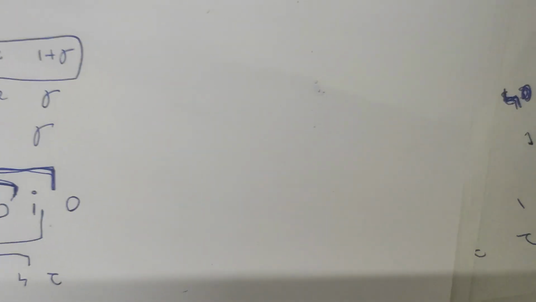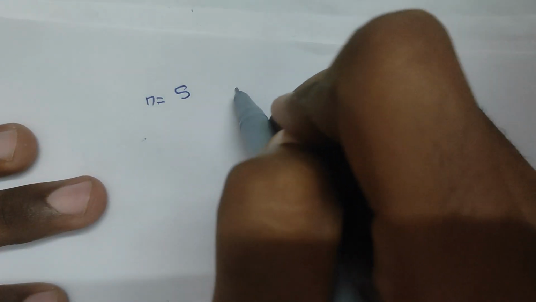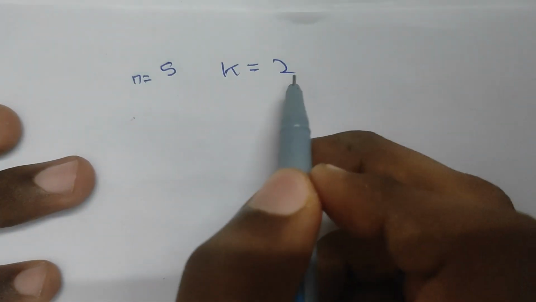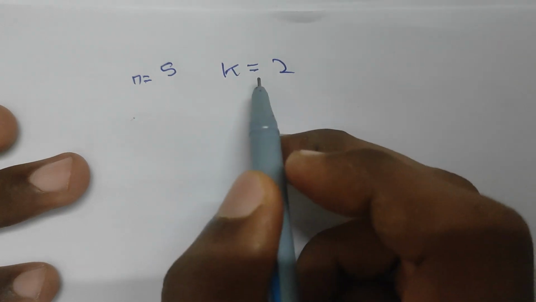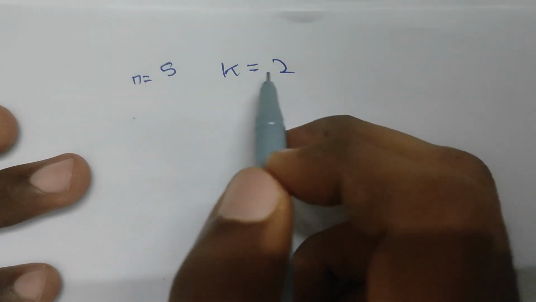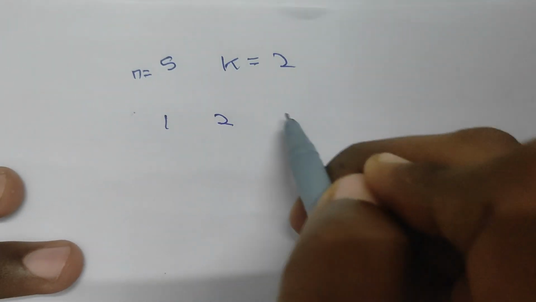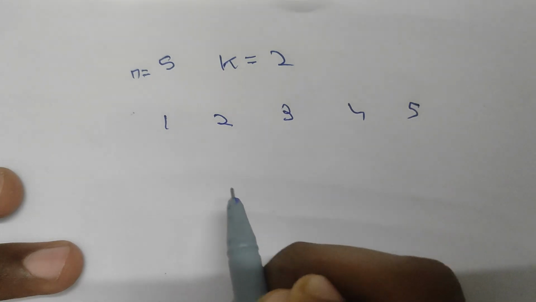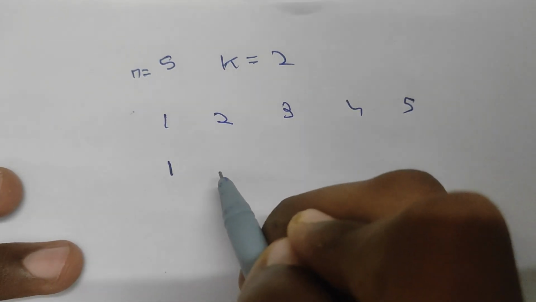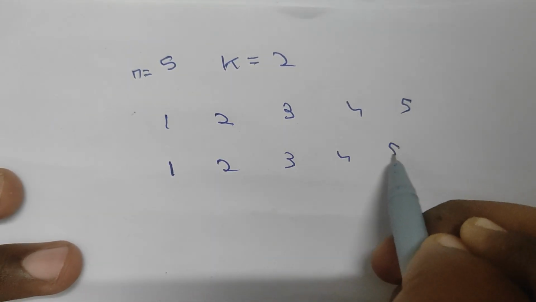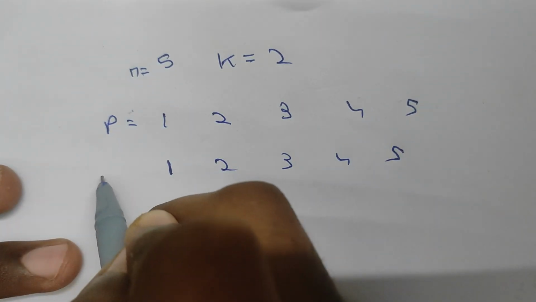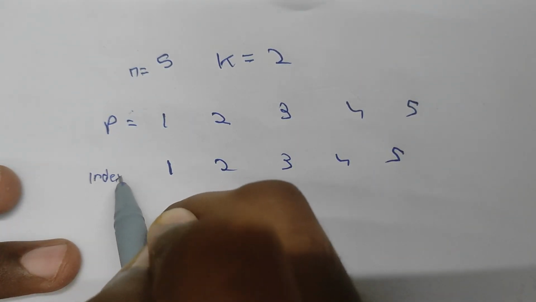I will give you a similar test case, but it will help you to understand the problem much better. So the test case is n is equal to 5 and k is equal to 2. So we want a permutation such that the total sum of the difference of the values is equal to 2. Suppose the permutation that we choose initially is 1, 2, 3, 4, 5, and the indices are 1, 2, 3, 4, 5.